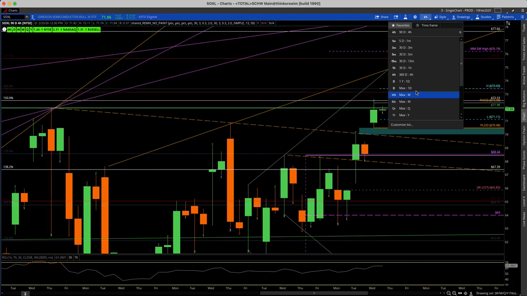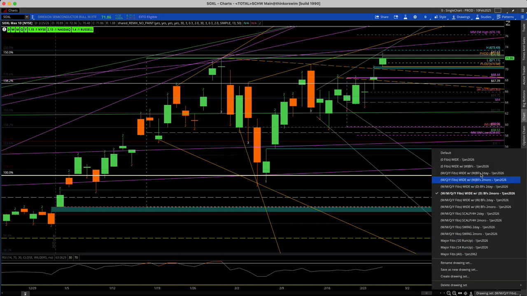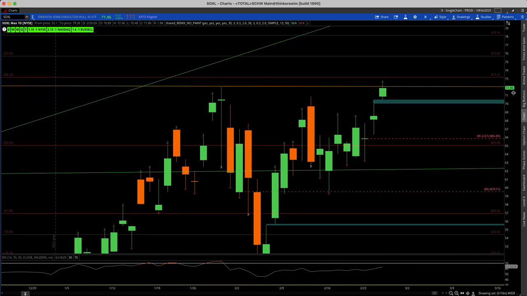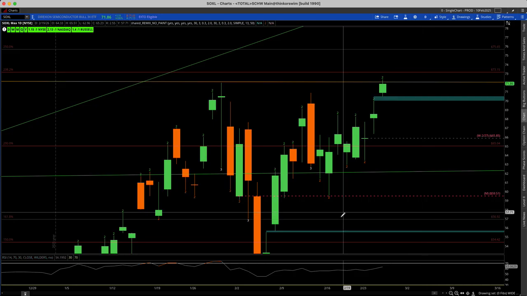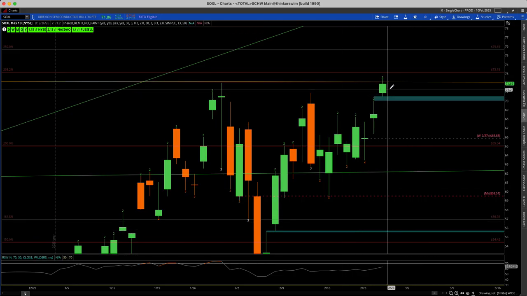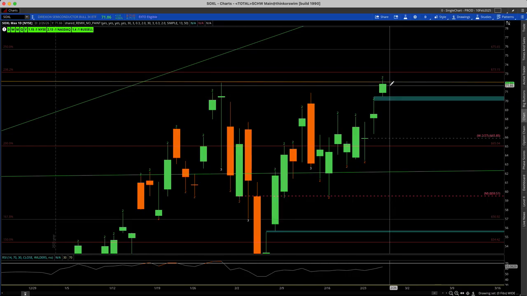Looking at the day chart, let's get something cleaner here. We do have this gap, which we showed with these little teal boxes, right? Here's the gap down here as well. So we do have the gap still from this morning's open. Do we fill that tomorrow? And if we do, is it that big of a deal?